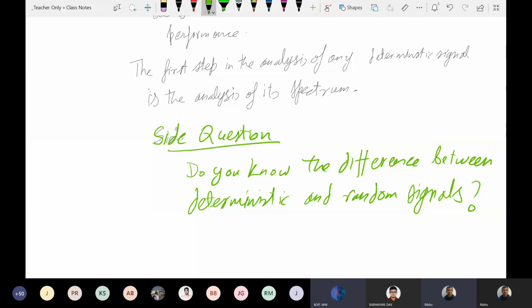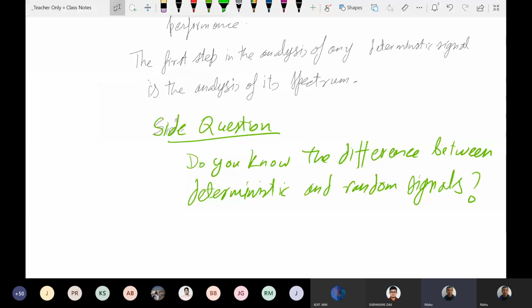Random processes, since you told me that your random processes portion was a victim of this COVID pandemic, we'll cover random processes in detail. But you have an idea of deterministic and random signals, that's good.